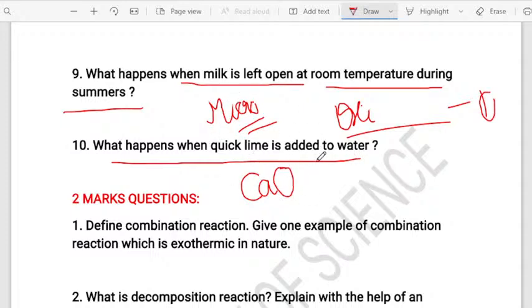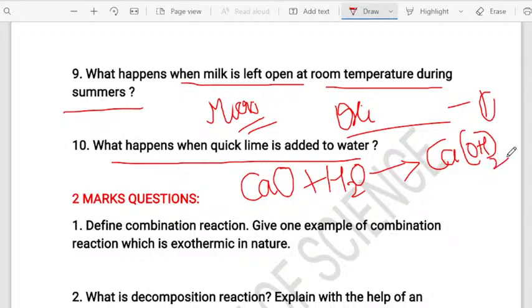So when this quick lime is added to water, look, this is how you should write it in the exam. Quick lime is calcium oxide. When it is added to water, it will form calcium hydroxide. This calcium hydroxide is called slaked lime. Very important, dear students. Along with this, heat is also released. I told you, this is an example for an exothermic reaction. Look, it can be asked in the exam.